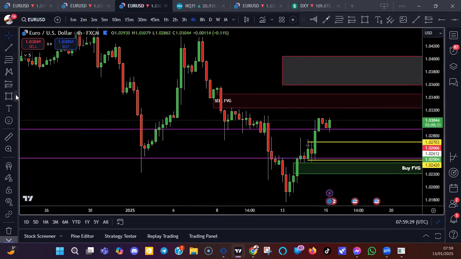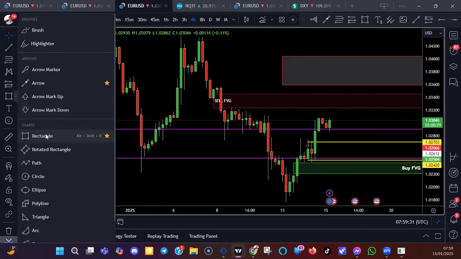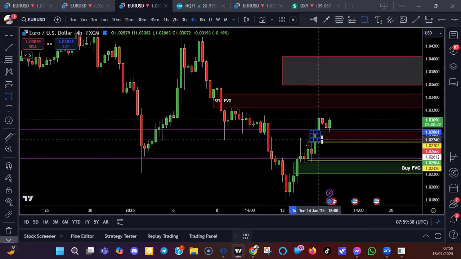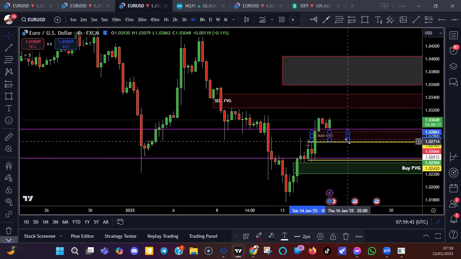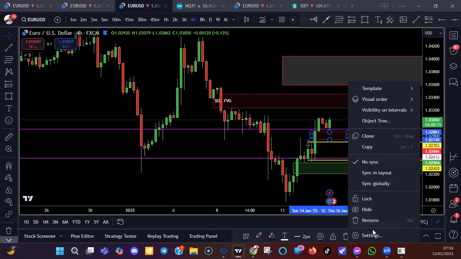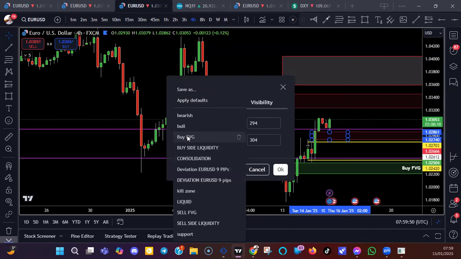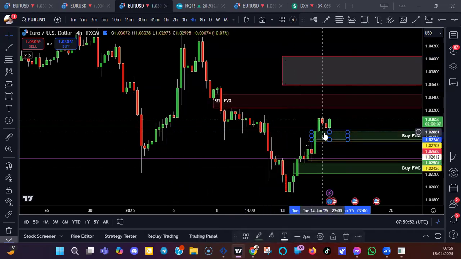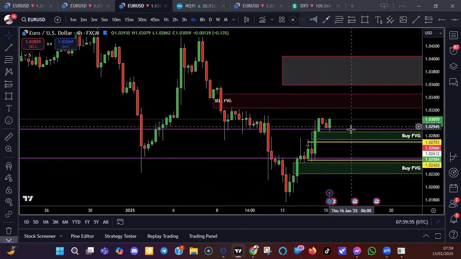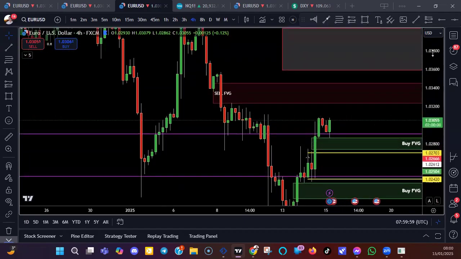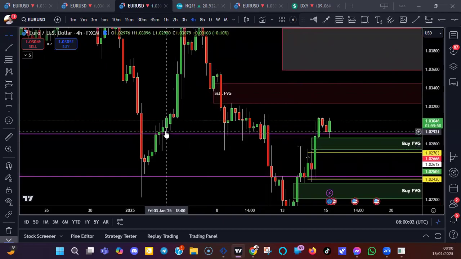So I'll have to mark that up, from that wick there. So that bit there, that's all imbalance. Get the right box for that. That's a buy fair value gap. That means there's more buying in there. So if we're selling, price might want to get into that area there. So we got a few boxes.